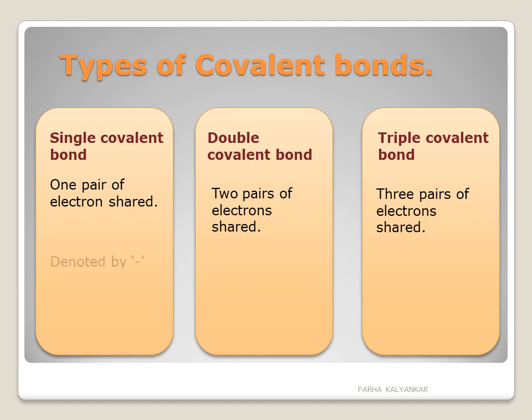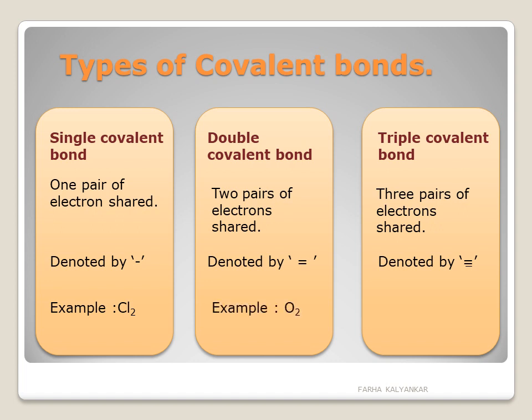Each of the bonds is denoted by their respective sign. Example: chlorine molecule is formed by the presence of single covalent bond. Oxygen molecule is formed by the presence of double covalent bond. Nitrogen molecule is formed by the presence of triple covalent bond.